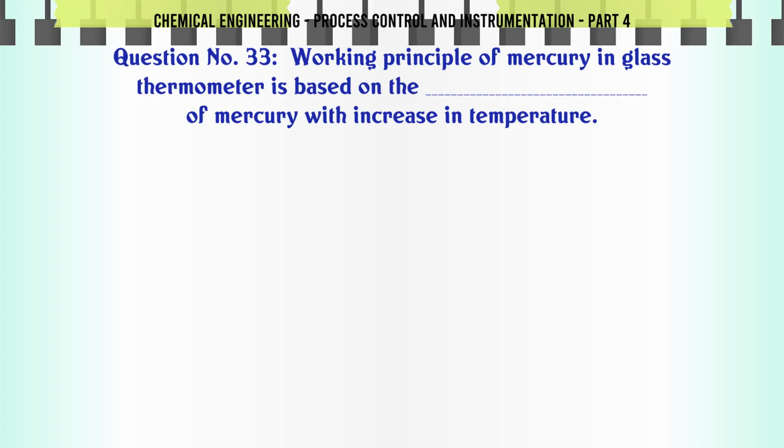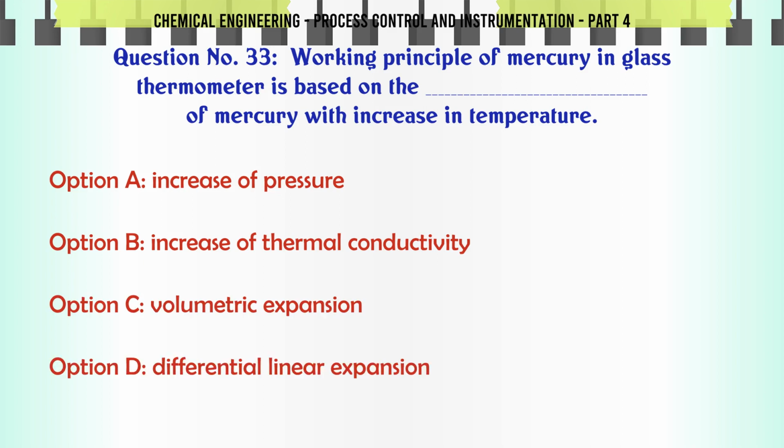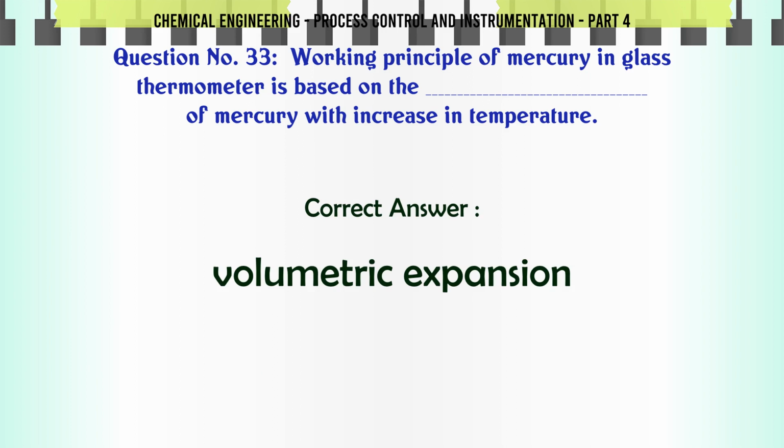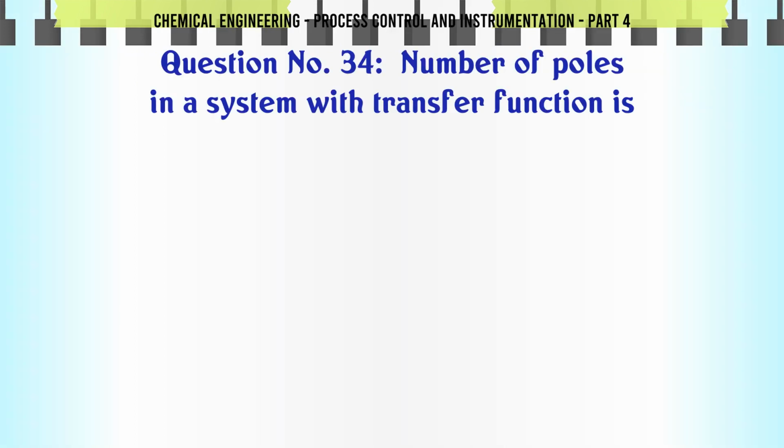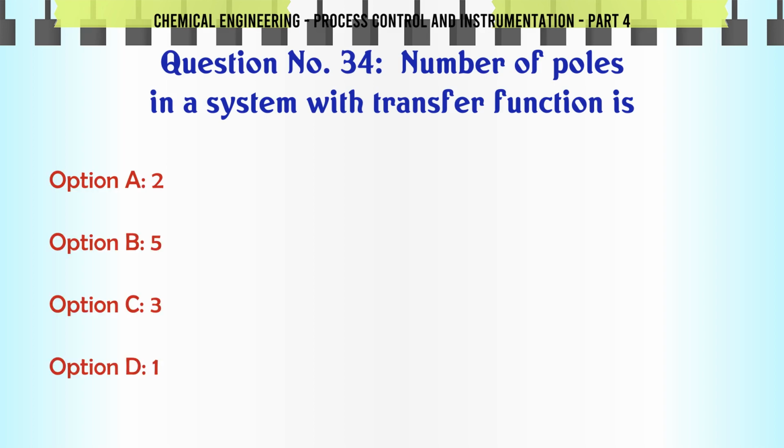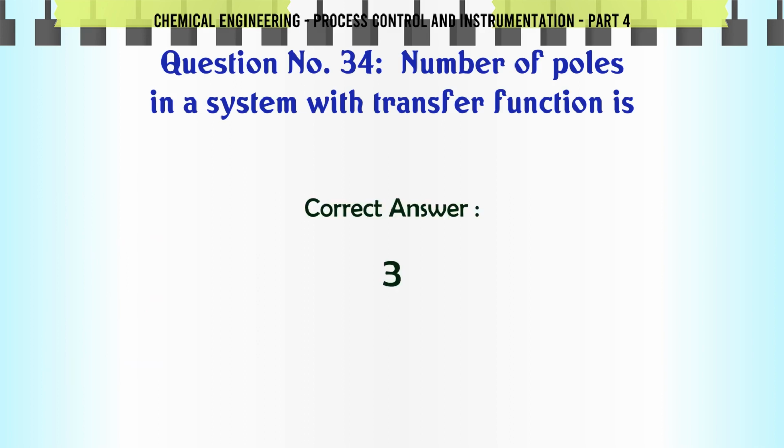Working principle of mercury in glass thermometer is based on the of mercury with increase in temperature. A. Increase of pressure, B. Increase of thermal conductivity, C. Volumetric expansion, D. Differential linear expansion. The correct answer is volumetric expansion. Number of poles in a system with transfer function is A. 2, B. 5, C. 3, D. 1. The correct answer is 3.